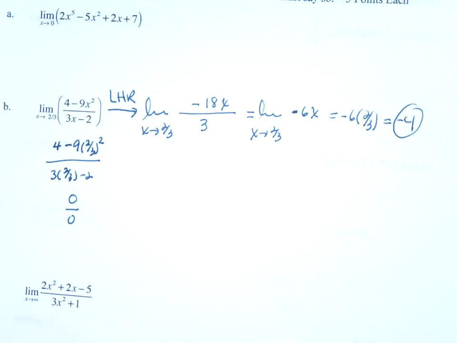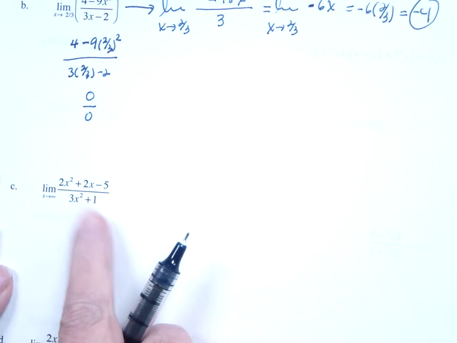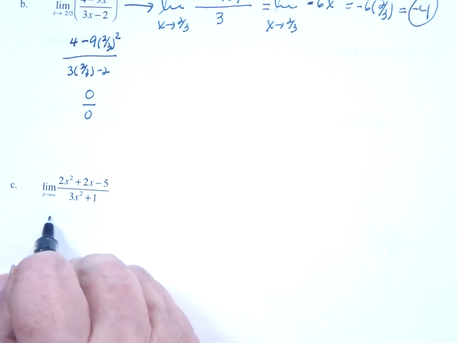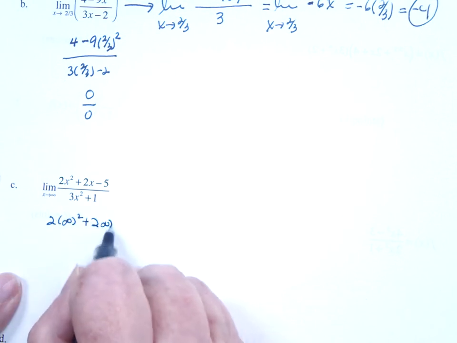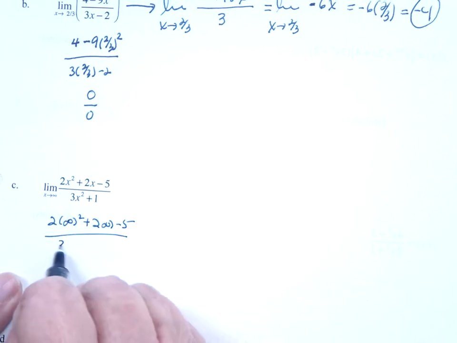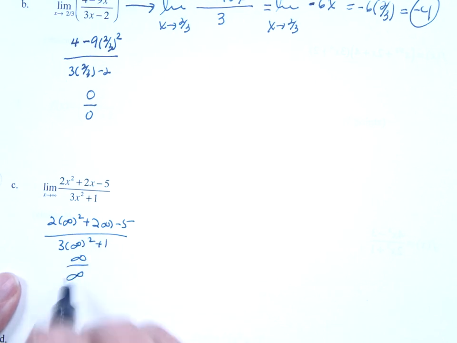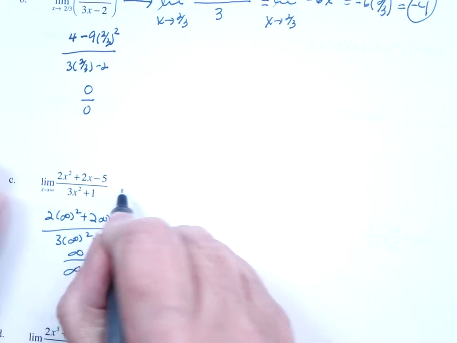Wasn't there like 3 cases? Like 0 over 0, 0 times infinity. The next one is infinity over infinity. That's this guy. And so if I put in infinity, this would be 2 infinity squared plus 2 infinity minus 5 over 3 infinity squared plus 1. That's an infinity over infinity form. So that means I can use L'Hopital's rule.